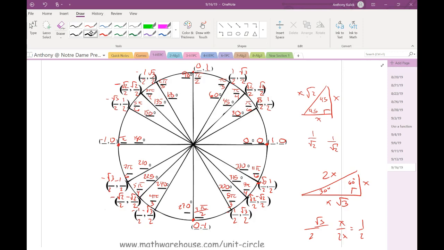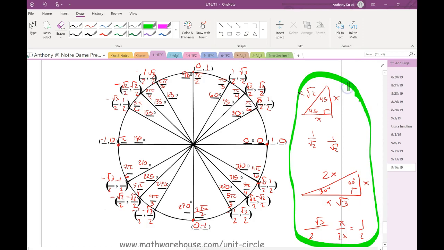So again, what we did is we filled in these values for sine and cosine. Those become the x and y coordinates on my unit circle. And I used what I know about my special right triangles, and then where sine and cosine are positive and negative in the quadrant to fill in all the rest of my values here.